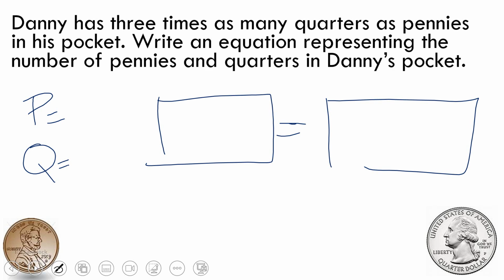So let's look at this. Danny has 3 times as many quarters as pennies. So let's just choose pennies. Let's choose any number. Let's just say 7. We got 7 pennies. Got it? I just chose an arbitrary number.